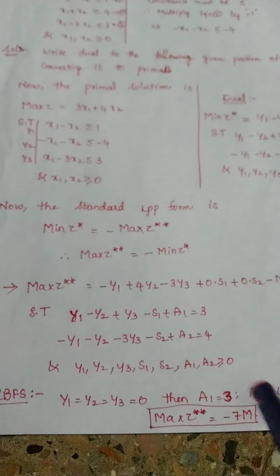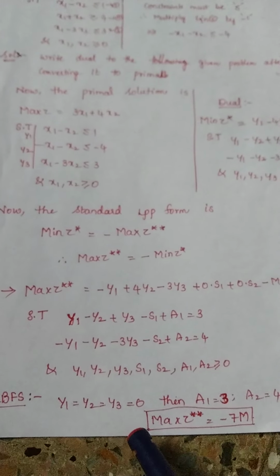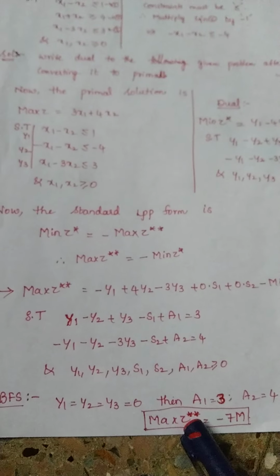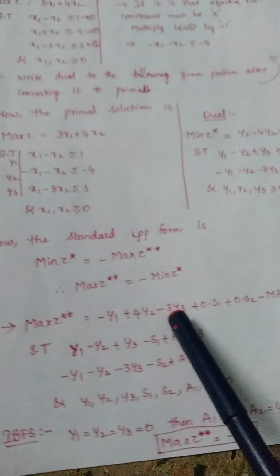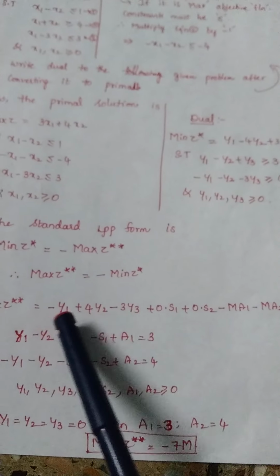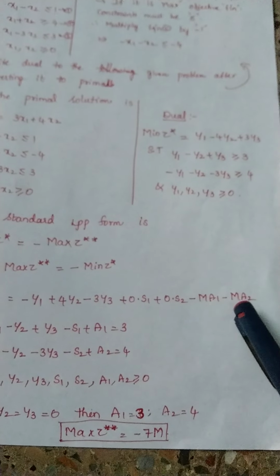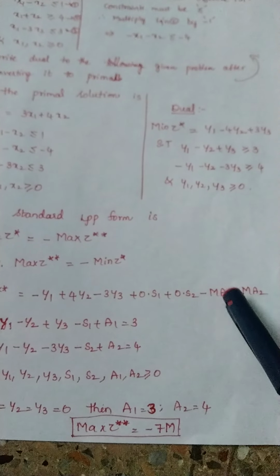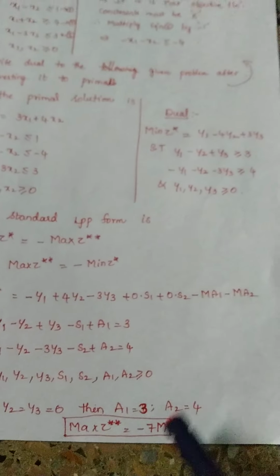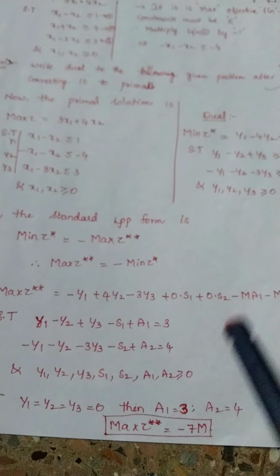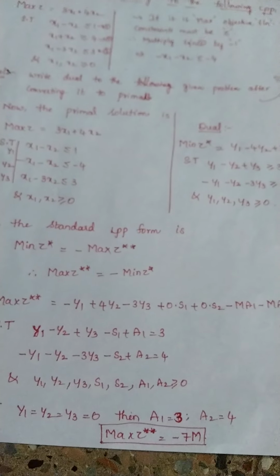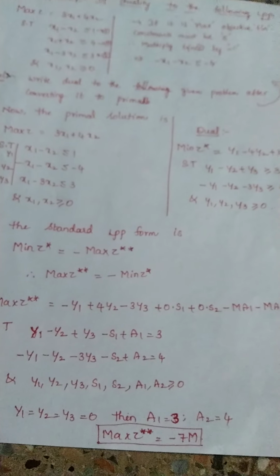Now we have to get the objective function, which is maximum z double star, by substituting all these values as zeros. Then what will you get? Minus M into a1 minus M into a2. So substitute a1 value as 3 and a2 value as 4. You will get minus 7M. Now we are giving the initial simplex table. So this is a case of unbounded. I will tell you how it is unbounded.